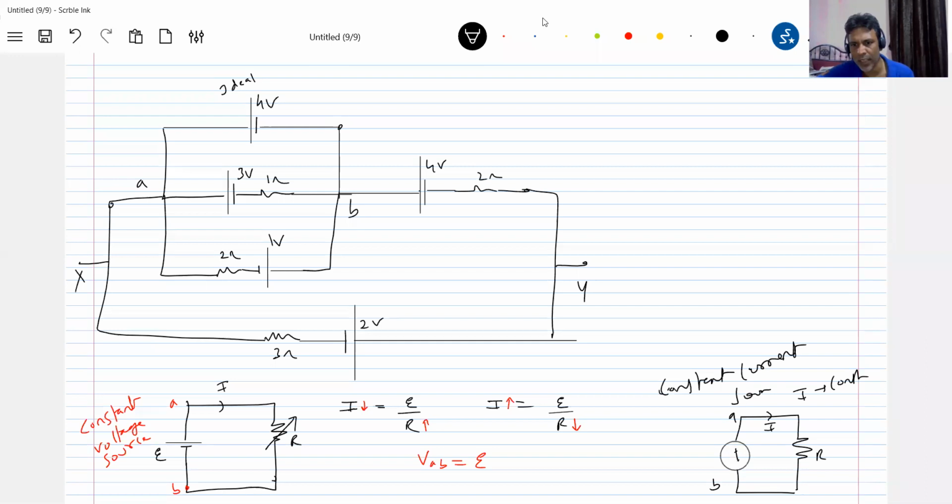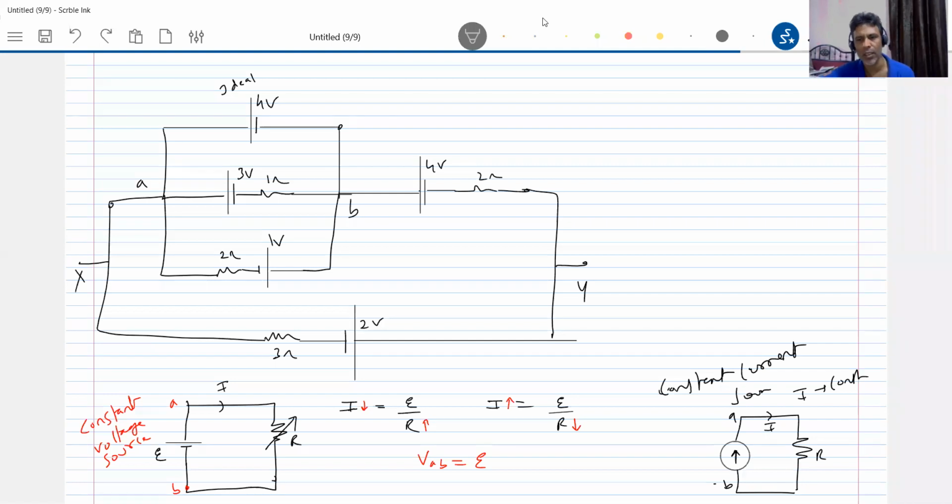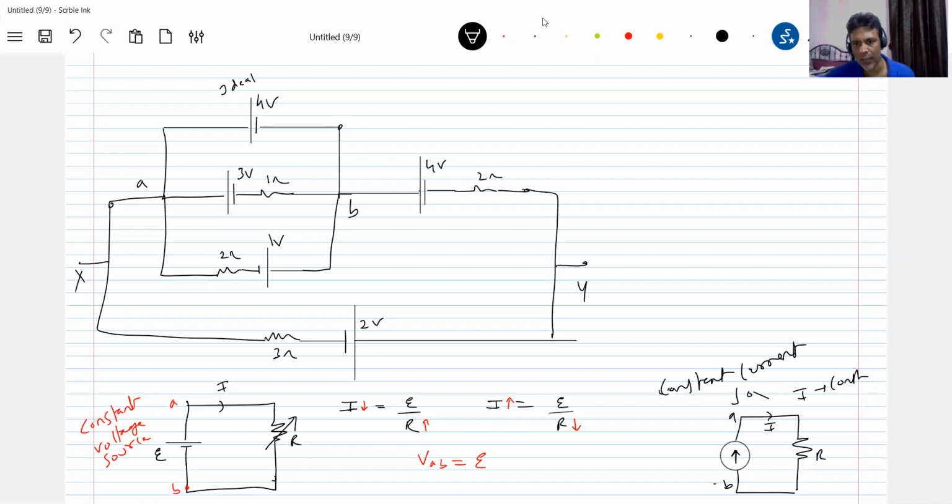Practically, we can't design this. Only electronic devices behave like this. There's a difference between the voltage source symbol and the constant current source symbol. We show it as a circle with an arrow. Of course, this symbol is also used for ammeter and voltmeter, but basically it is used for a constant current source. We can't construct it practically. Some electronic devices, like a diode or transistor, do behave like this.